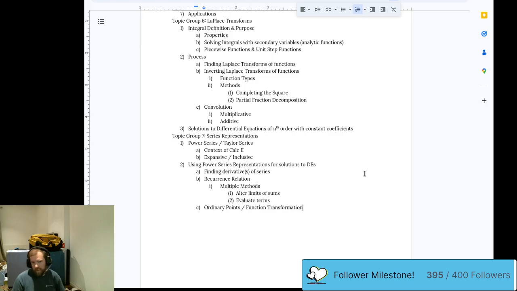If something is not an ordinary point itself, then we can do a function transformation and shift it until it is an ordinary point, or until it's located at x equals 0.